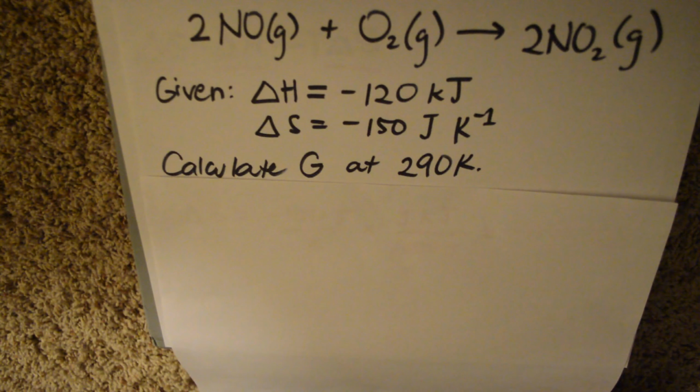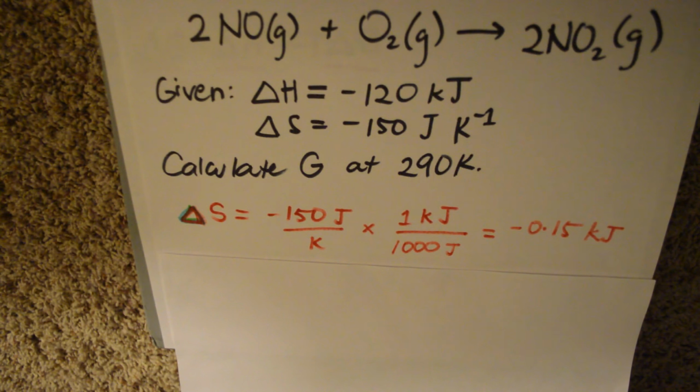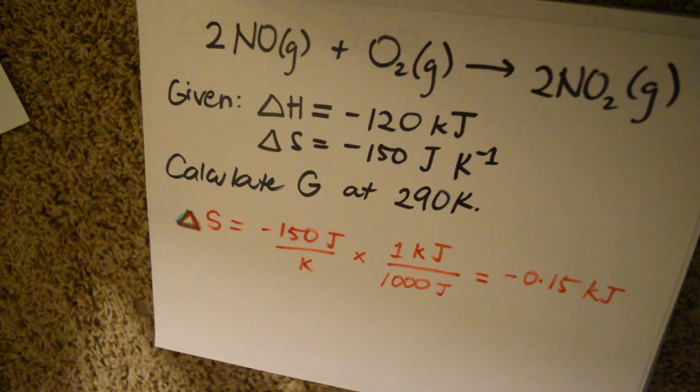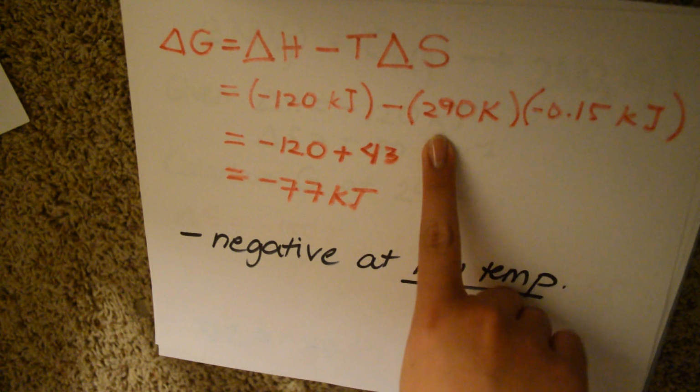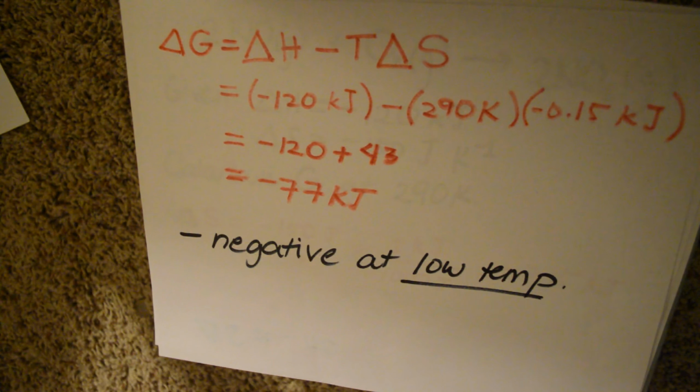So for me, I converted delta S into kilojoules, so I had negative 0.15 kilojoules. Now that I have converted my delta S, I could just go ahead and plug them into the equation. So I have negative 120 kilojoules minus the temperature, which is 290 Kelvin, times negative 0.15 kilojoules, and I ended up getting negative 77 kilojoules, and it is negative at low temperatures, since we're given a low temperature and negative values of delta H and delta S.